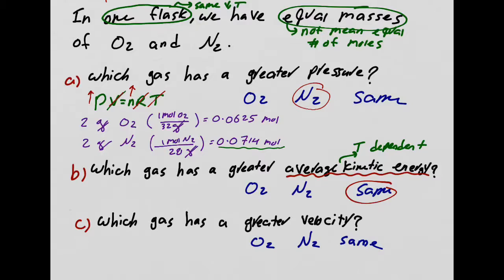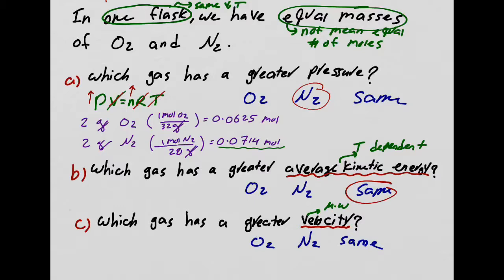Which gas has a greater velocity? So average kinetic energy, that depended on temperature. Velocity. What does velocity depend on? We talked about that last time. Remember, the velocity, the speed, how fast you're running around, it depends on molecular weight. The lighter atom can move faster.